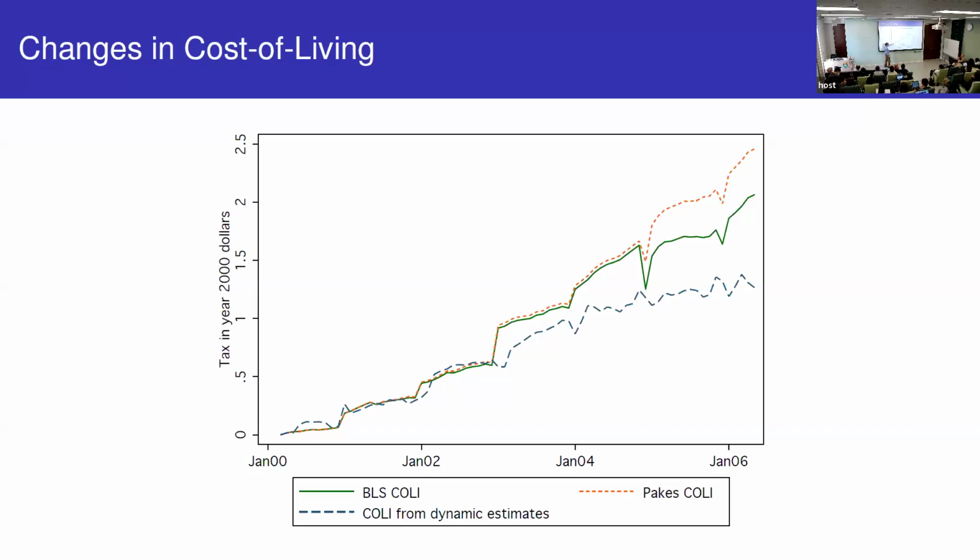So the BLS and the PACUS one go up and just keep going up, right? Because prices are getting better. So their index just goes up and keeps going up. Ours matches theirs for a while, but then tails off and doesn't improve as fast.